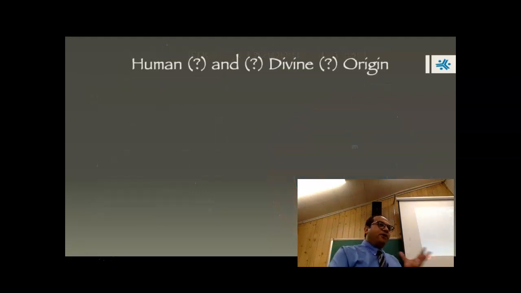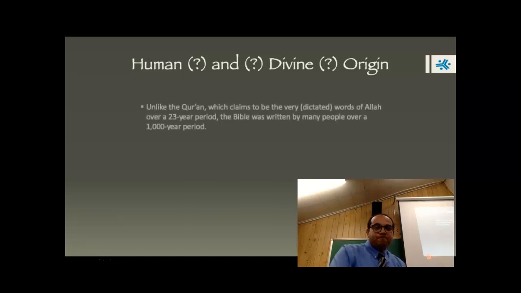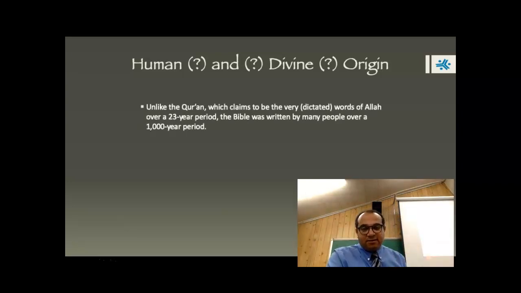So now we have talked about, in some ways, the complex process of the formation of the text, the different textual witnesses, the messy processes of canonization. So is the Bible human or divine in its origin? Unlike the Quran, which claims to be the very dictated words of Allah over a 23-year period, the Bible was written by many people over a 1,000-year period.